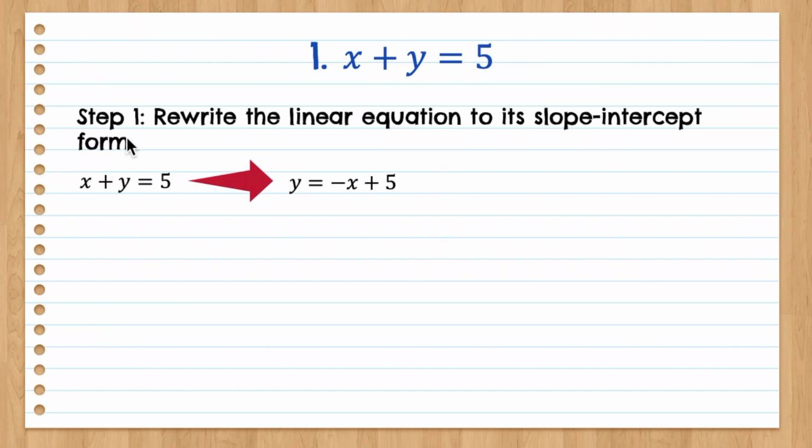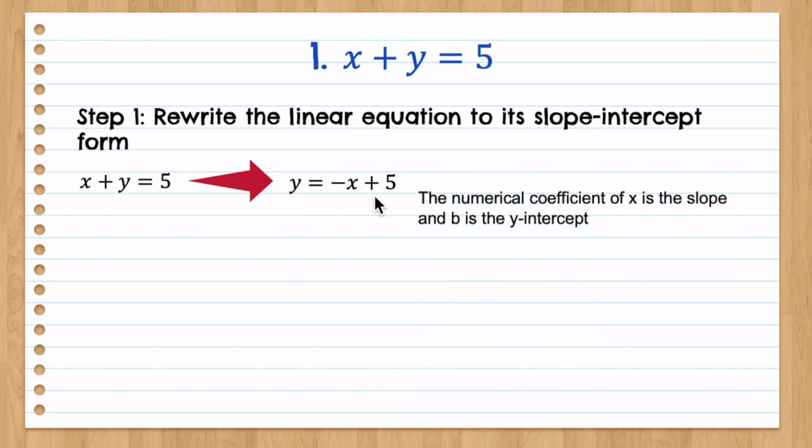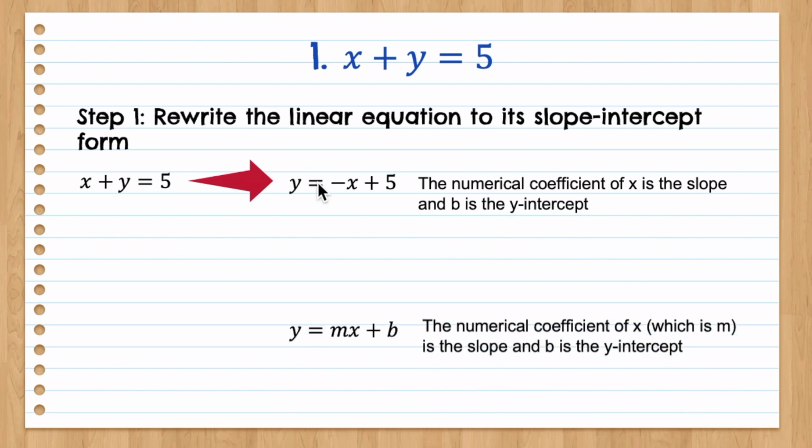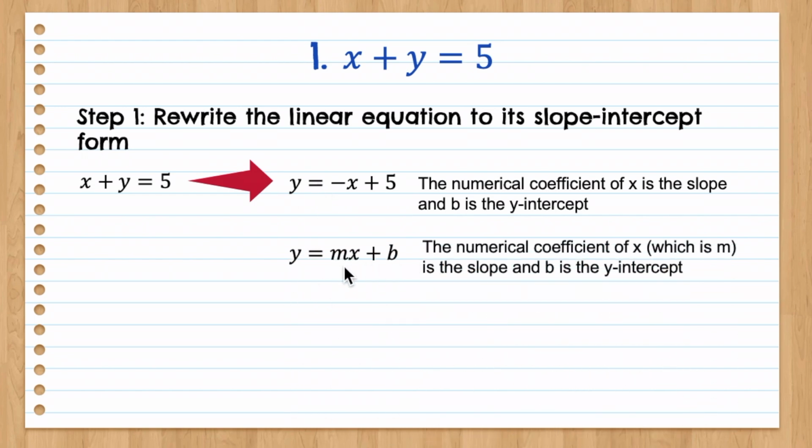So, you have your x plus y is equal to 5. And then, if you write it in slope-intercept form, you will have y is equal to negative x plus 5. So, kailangan ma-identify mo yung numerical coefficient of x saka yung b. Di ba itong form na to, y is equal to mx plus b. So, yung numerical coefficient ni x, yung small m, that will be the slope. Tapos, yung b dito, yung constant, yun na agad yung y-intercept.